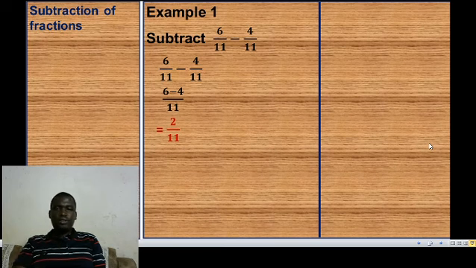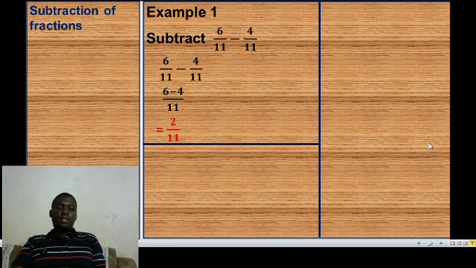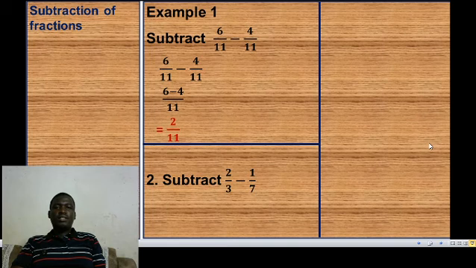Common denominators, or similar denominators. Can we underline our work? Yes. Let's check number 2. We are saying subtract 2/3 minus 1 out of 7. 2/3 minus 1 out of 7.